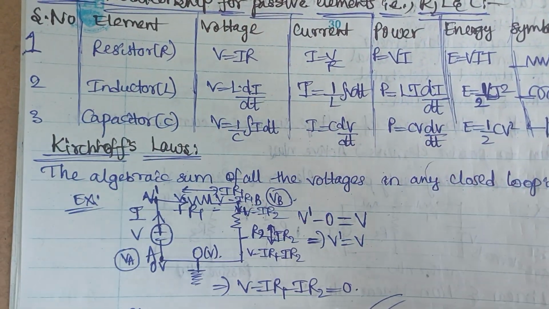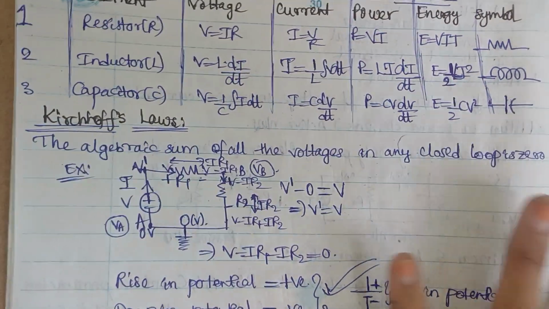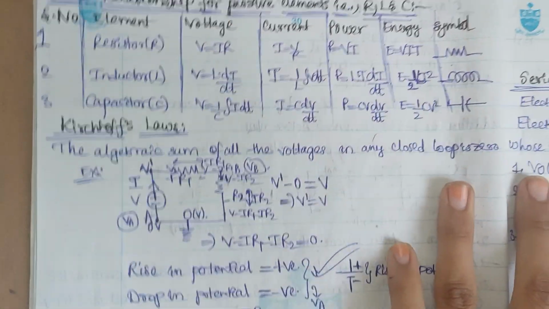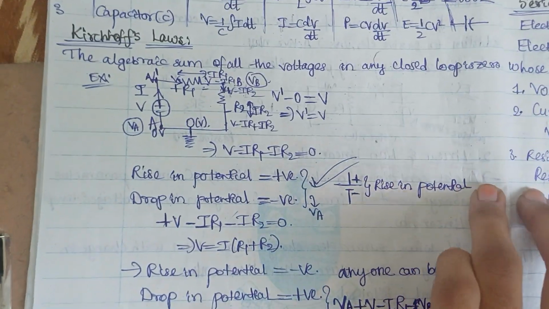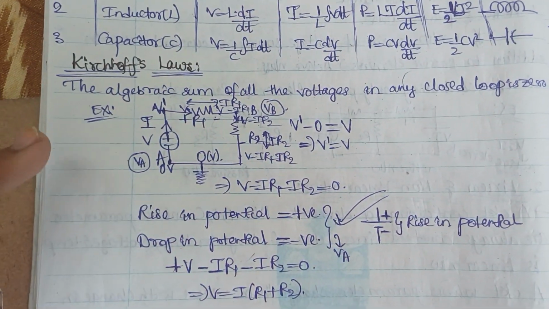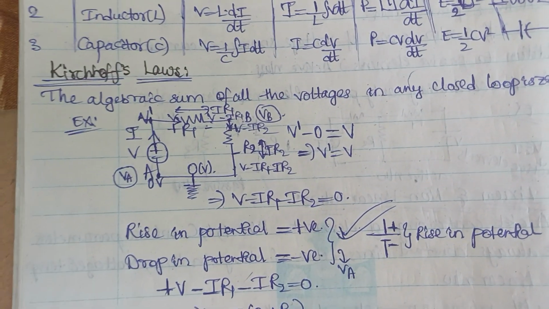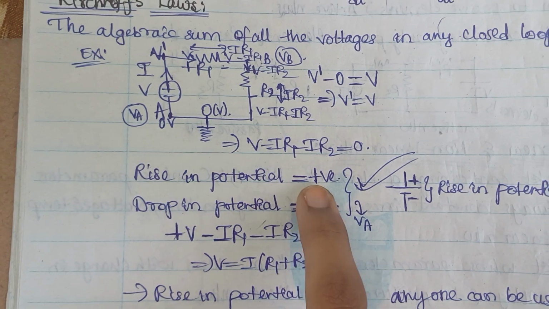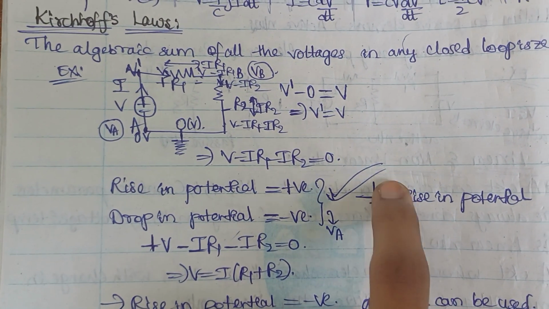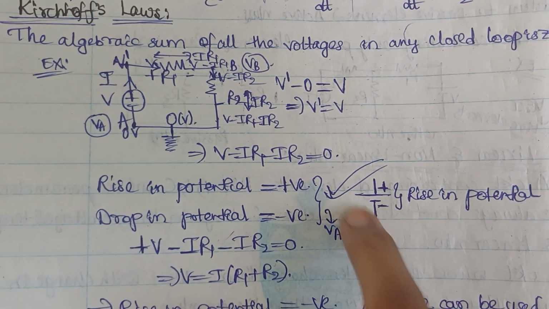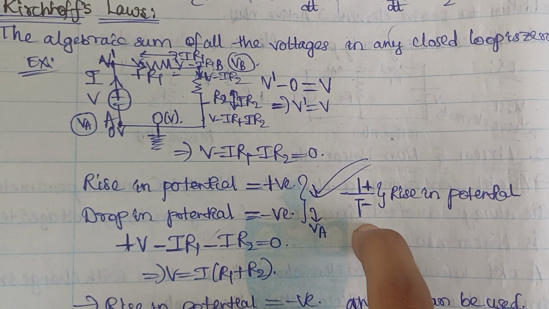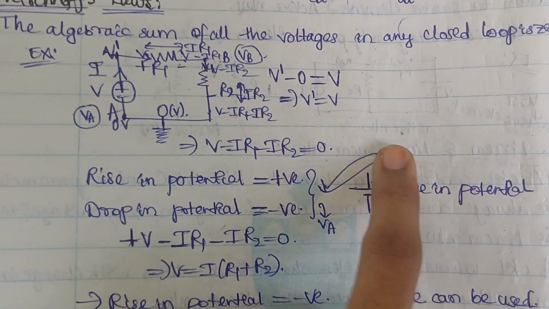After that, you will have Kirchhoff laws, which we have already discussed in our previous video. Please go through those Kirchhoff laws. Here I am just giving a brief idea. While coming to Kirchhoff laws, you should follow a sign convention. If there is a rise in potential, that is, if we are moving from negative to positive, that means we are moving from a lower value to a higher value, it means there is a rise in potential.